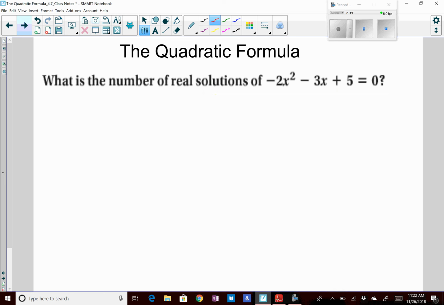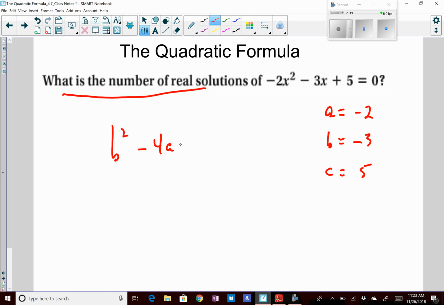So here they give us a quadratic equation, -2x squared minus 3x plus 5 equals 0. And they want to know how many real solutions there are. So again, the first thing we want to do is identify A, B, and C. So in this case, A is -2, B is -3, and C is 5. We'll write down the expression for the discriminant. And now we'll substitute A, B, and C into the expression. So we'll have -3 squared minus 4 times A is -2, C is 5.